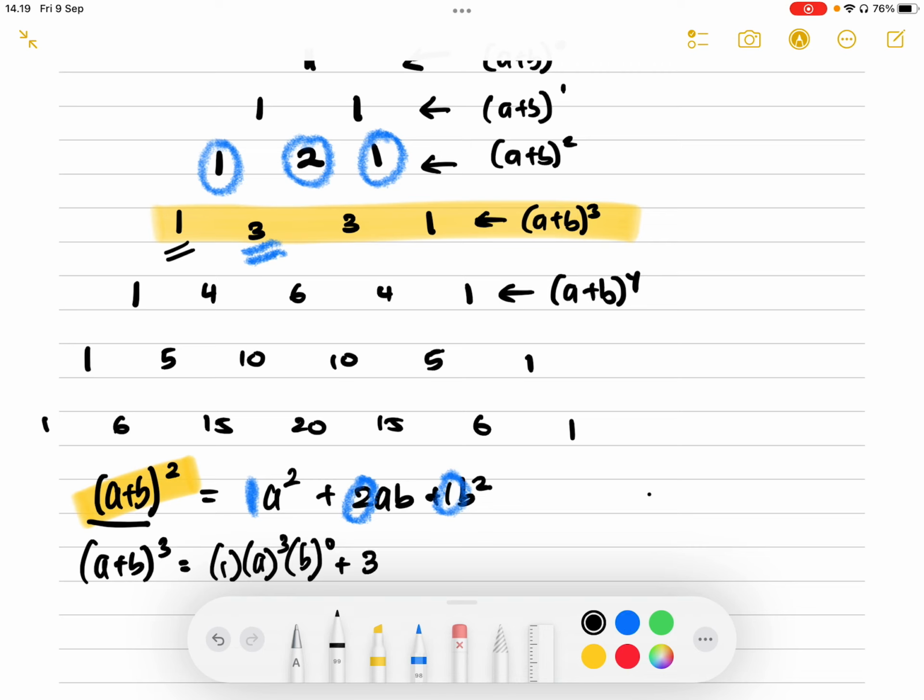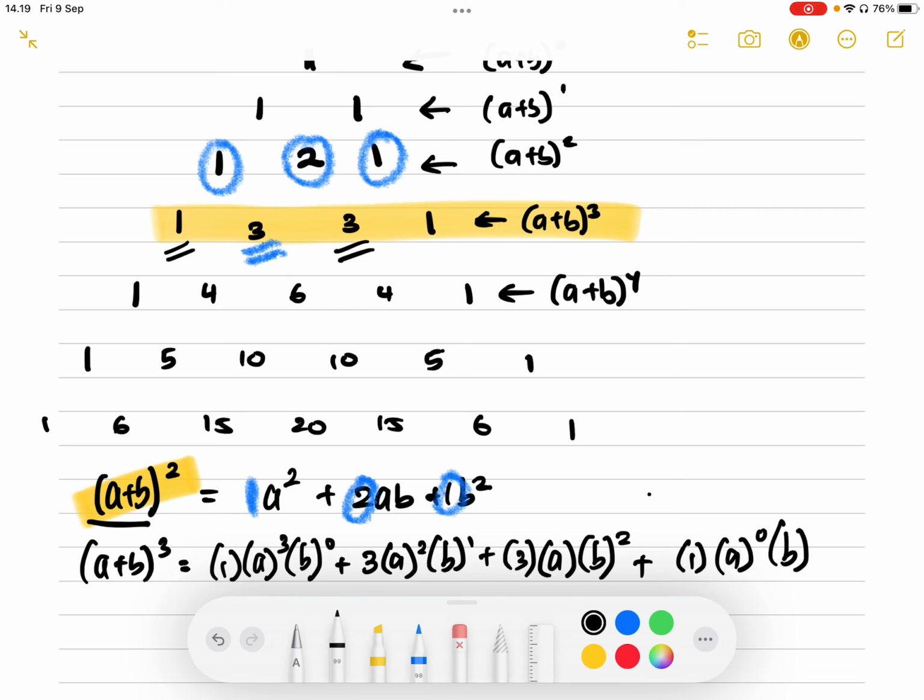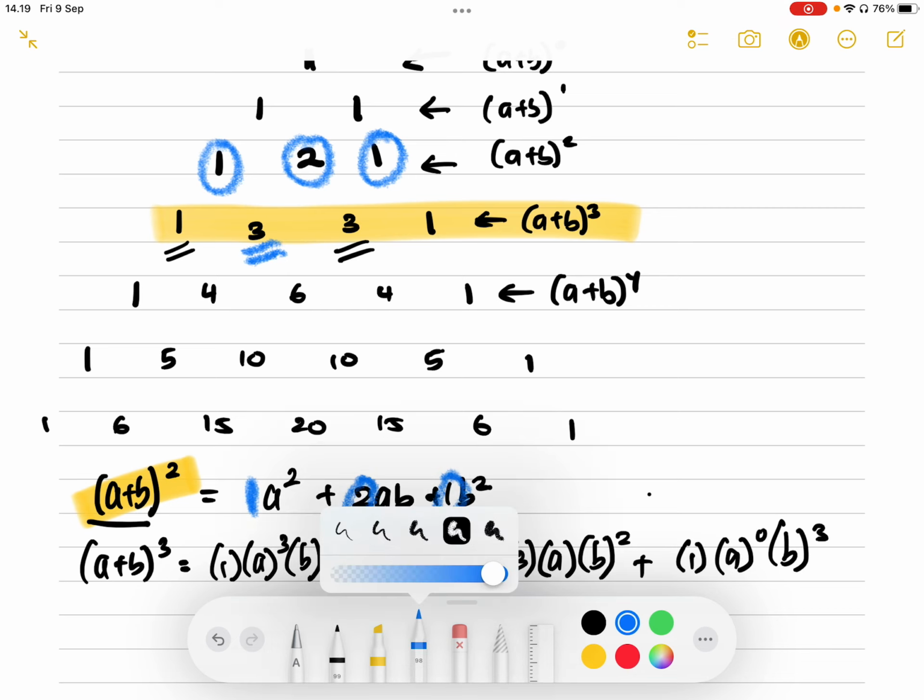Then we take 3, so a to the power of 2, b to the power of 1. Plus, we take another coefficient, 3, a to the power of 1, b to the power of 2. And plus 1, a to the power of 0, b to the power of 3. So it's the pattern that you can see here. This one simply follows the coefficients given in the Pascal triangle.